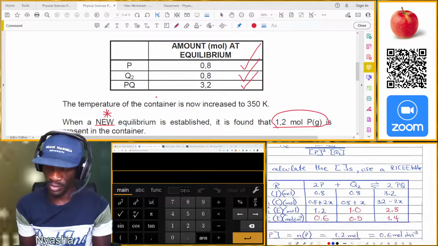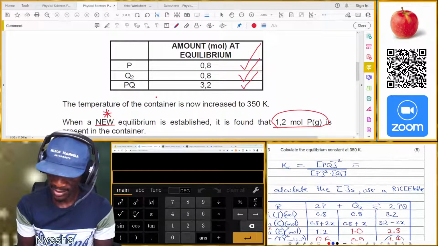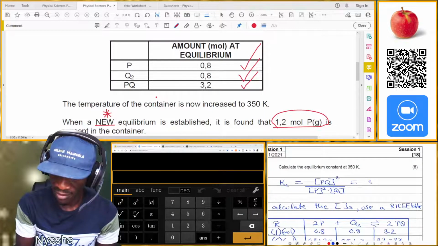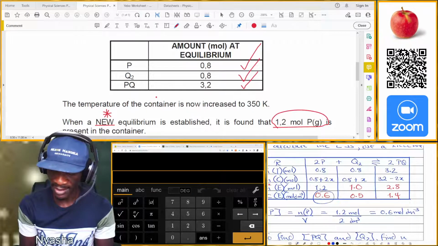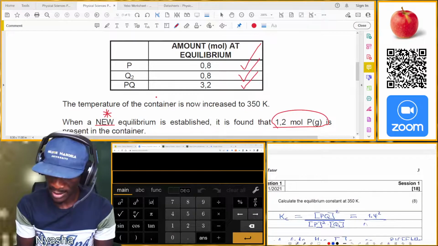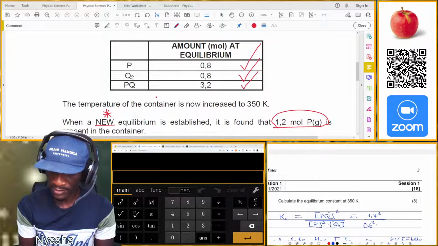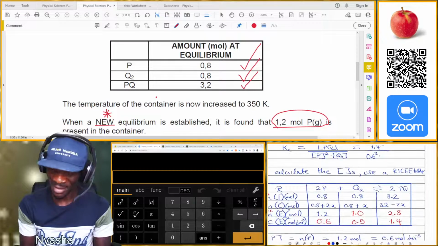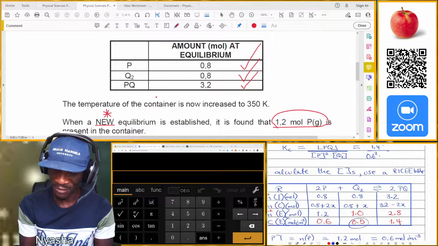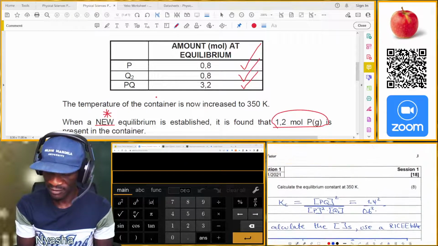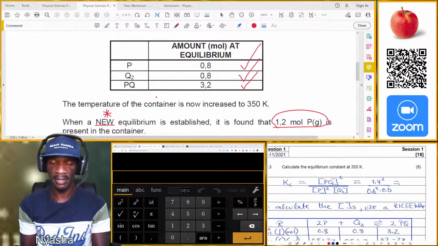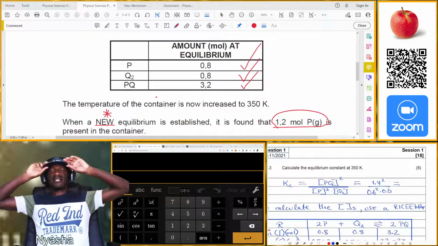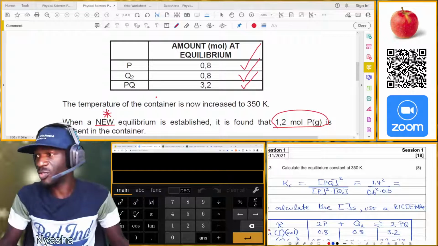Concentration of PQ, we're just taking that. So that is 1.4 squared. Concentration of P, we are taking that 0.6 squared. Sorry, yes, squared. And then multiplied by concentration of Q2, 0.5, raised to the power of 1. Right, so basically that is how you would use a rice table.